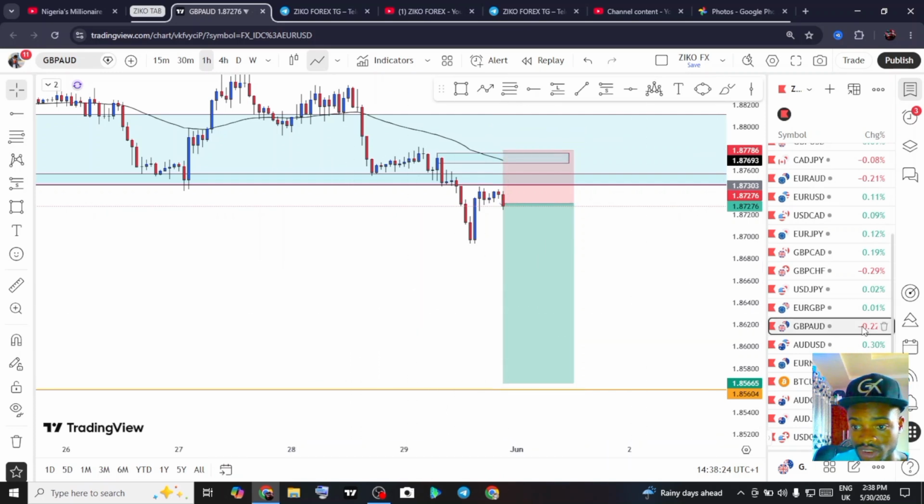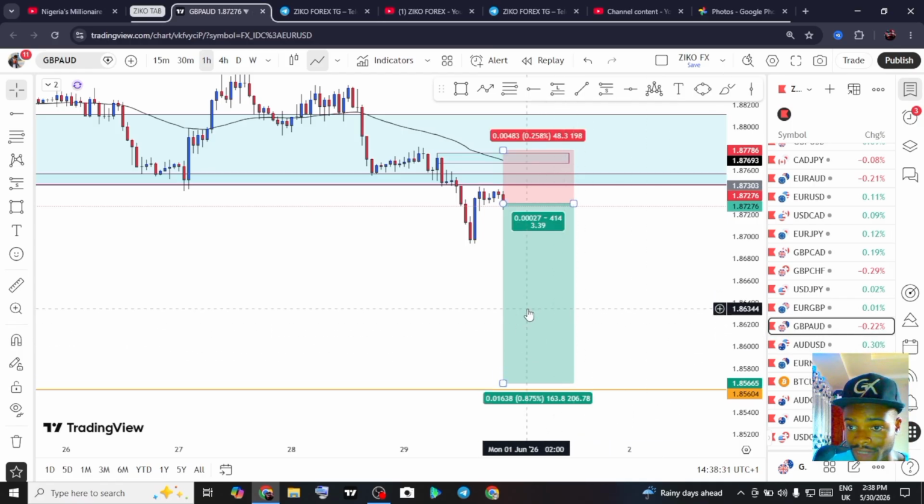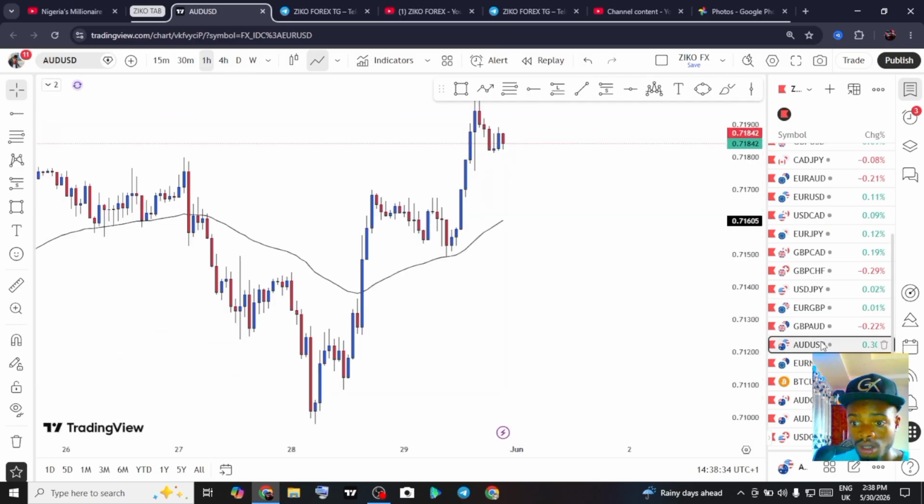So if you're interested, you can join me on this one. If you're not interested, you can just see this one out and look for better opportunities. So I like this one. I like this market actually.